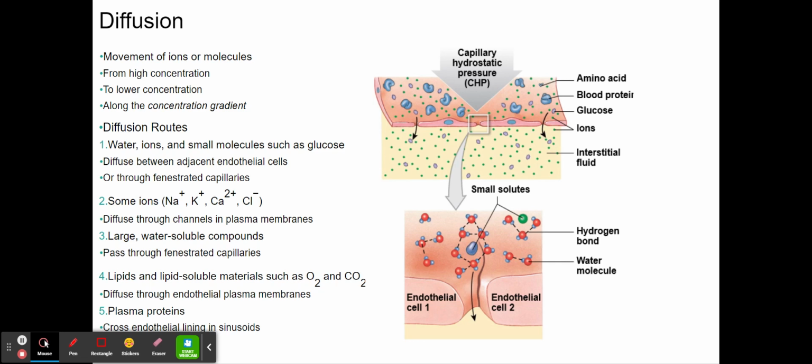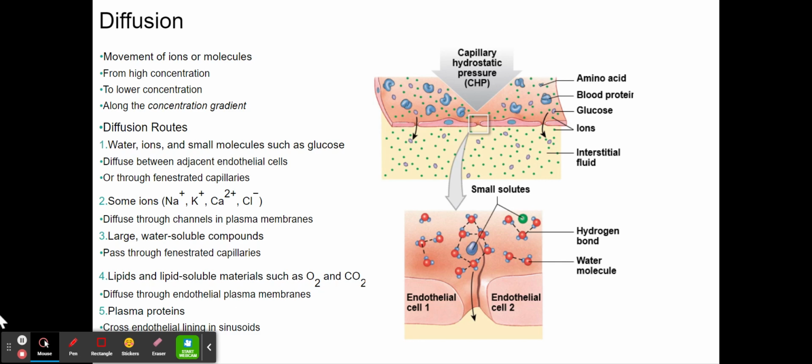Diffusion occurs most rapidly when: 1. The distances involved are short, 2. The concentration gradient is large, and 3. The ions or molecules involved are small. Different substances diffuse across capillary walls by different routes. 1. Water, ions, and small organic molecules such as glucose, amino acids, and urea can usually enter or leave the bloodstream by diffusion between adjacent endothelial cells or through the pores of fenestrated capillaries.